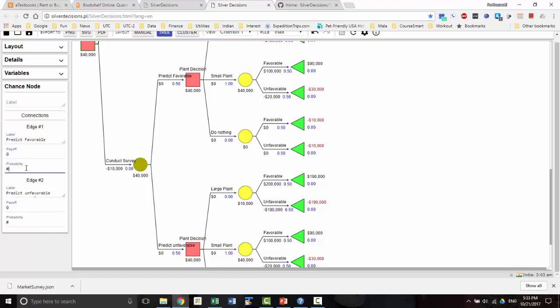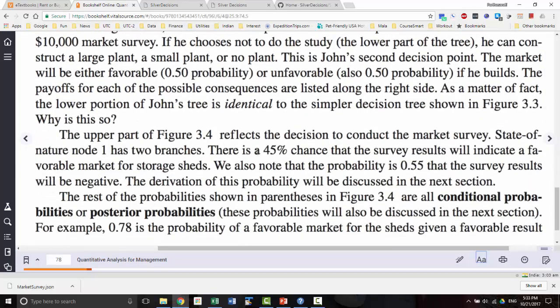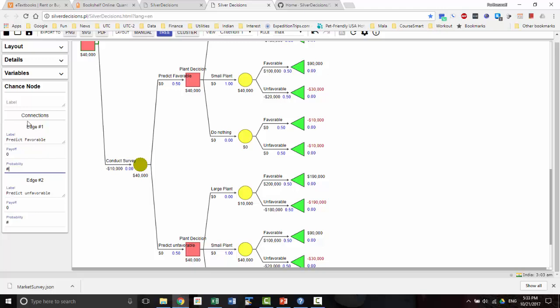And the problem states that there is a 45% chance that the survey will result in a favorable market. So there is a 45% chance that the survey will predict a favorable market, and 55% will be unfavorable. So predict favorable probability is 0.45. Predict unfavorable probability is 0.55.